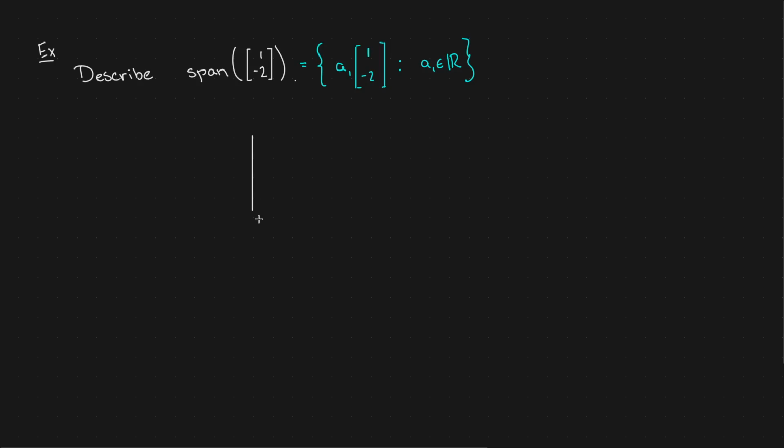Which means our span is every scalar multiple of this one vector. Okay, we can see it a little clearer maybe if we draw it out. So our vector is the vector 1, -2. There's the vector. And now the span is all linear combinations of that one vector, which in this case means all scalar multiples of that one vector.